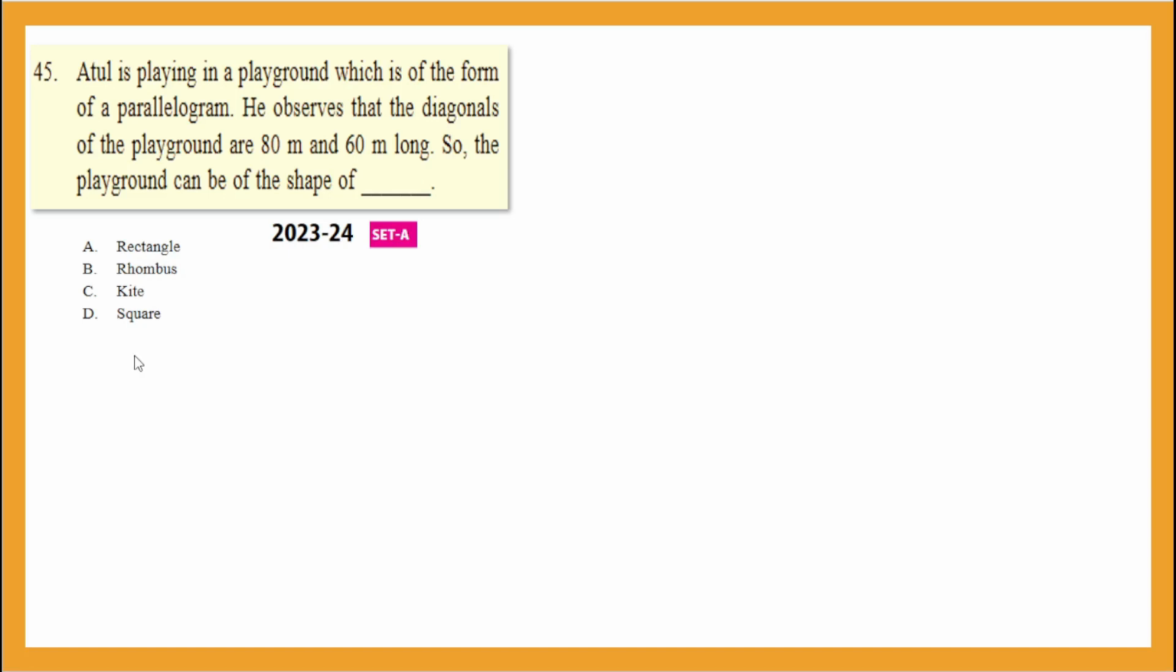For a rectangle and square, diagonals are of equal length. Therefore, options A and D can be discarded. A parallelogram is not a kite. Therefore, option C is also incorrect. Therefore, the correct option is B.